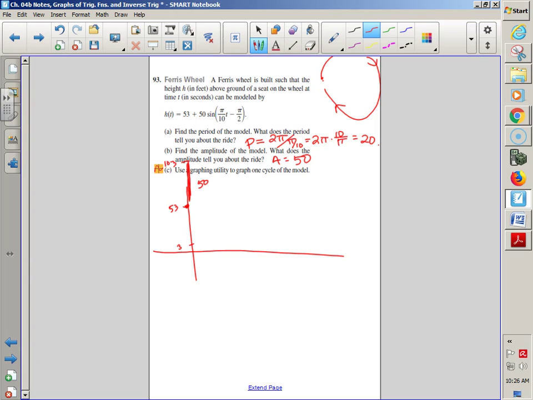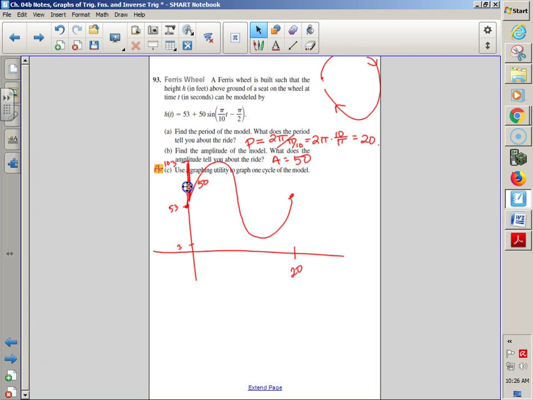And then letter C says, use the graphing utility to graph 1 cycle. Come on, guys, we can do this, right? Use your grapher and get it in there and make it look all nice and pretty and change your window. Or just not have to use your grapher at all. Does that make sense, Priscilla?